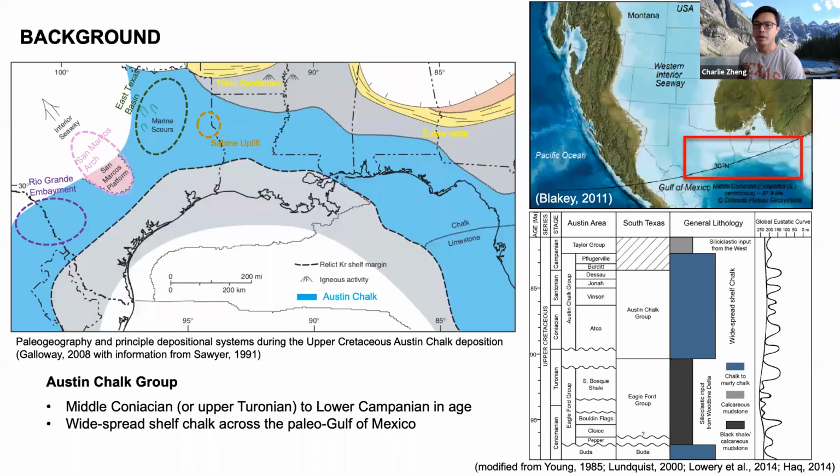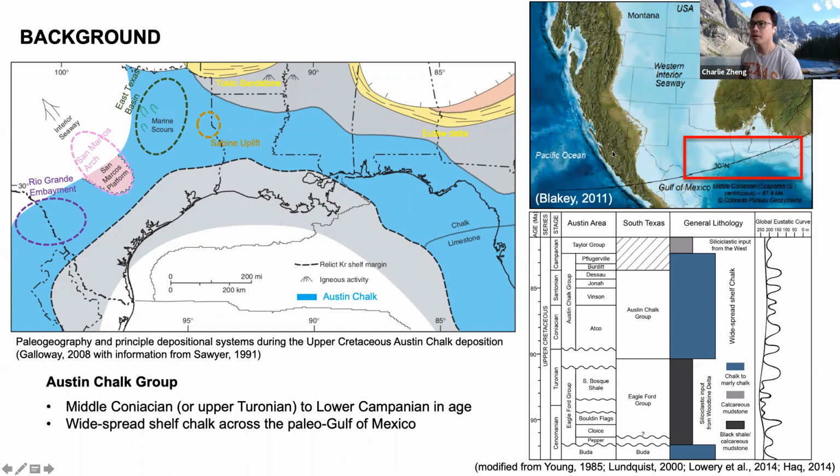A little bit of background about the Austin Chalk. The Austin Chalk was widespread, and it was middle Coniacian to lower Campanian in age, or in some more down-dip locations, Chris Lowery thinks its deposition was continuous, from upper Turonian to lower Campanian. It was widespread across the northern Gulf of Mexico, from Texas all the way into Louisiana, and it connected to the Western Interior Seaway to the north, where the coeval Niobrara Formation was deposited.